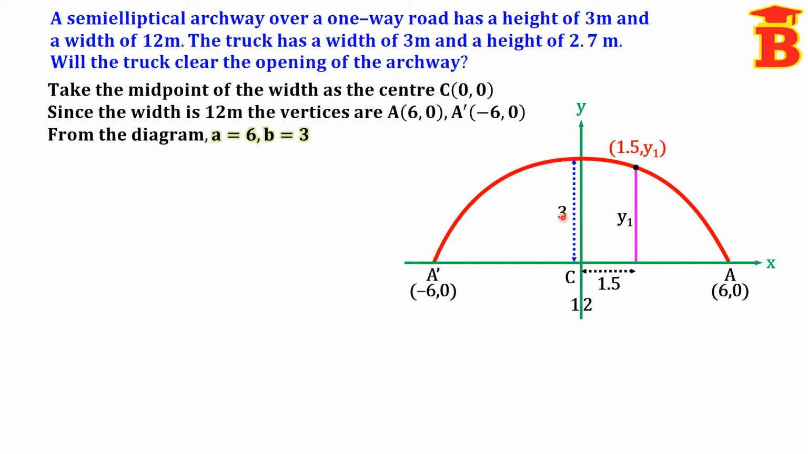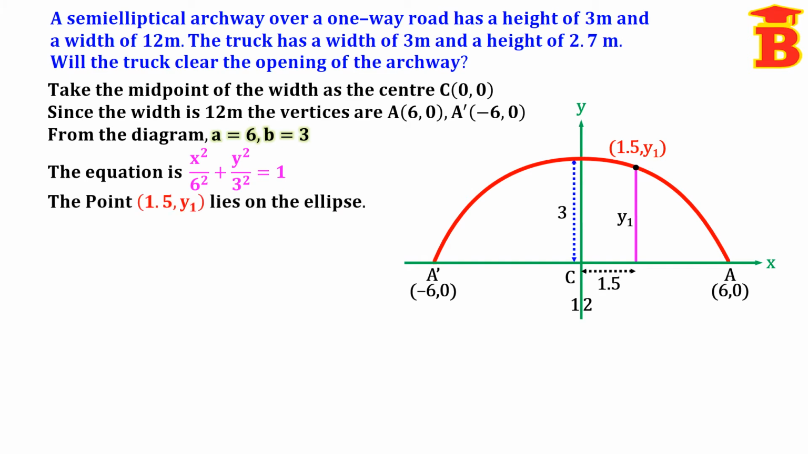So b value is 3. Because the length of the ellipse is 2a, so half length is a. Breadth of the ellipse is 2b, so half breadth is 3. Now we know the equation of ellipse, that is x squared by a squared plus y squared by b squared equal to 1. Here a value is 6, so we write x squared by 6 squared plus y squared by b squared, b value is 3, so we write 3 squared, equal to 1.